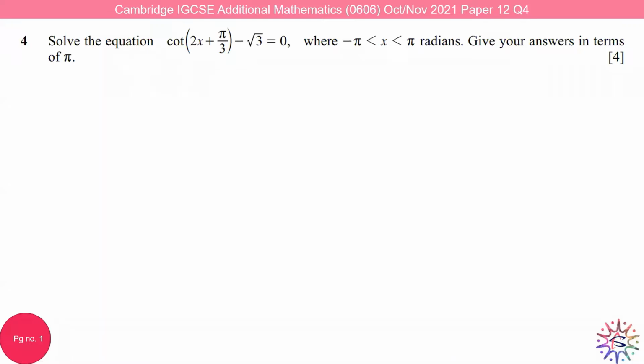Hello, today we are going to discuss a past year question of IGCSE Additional Mathematics. This question is extracted from October-November 2021, paper 1-2, question 4.